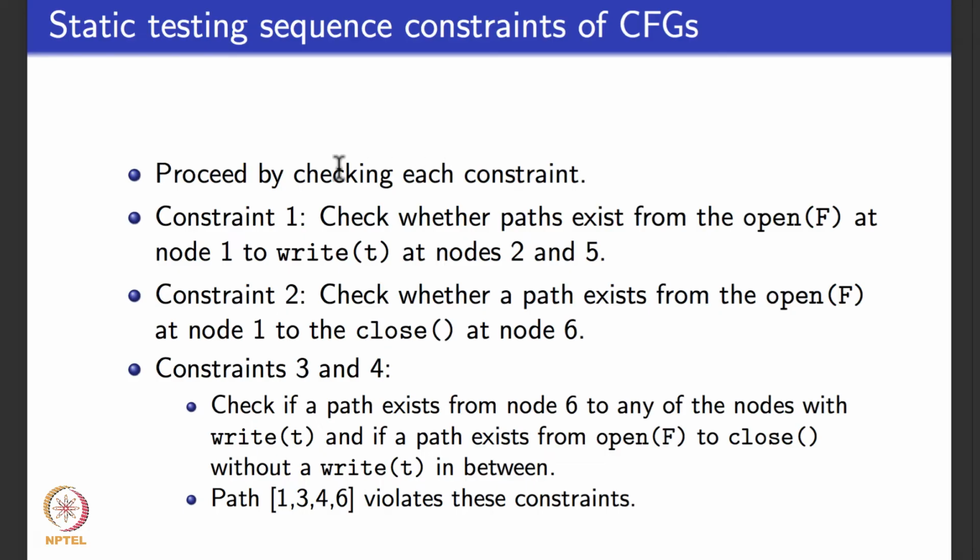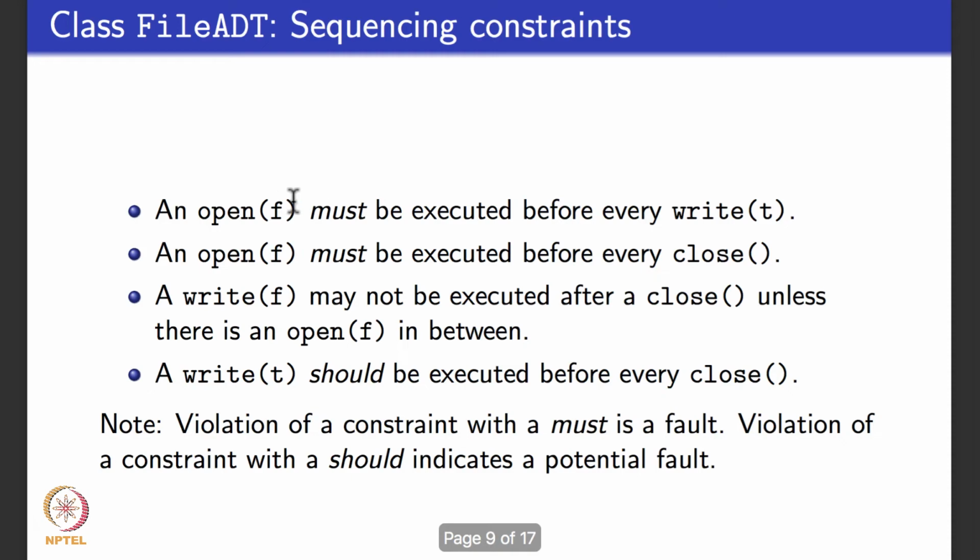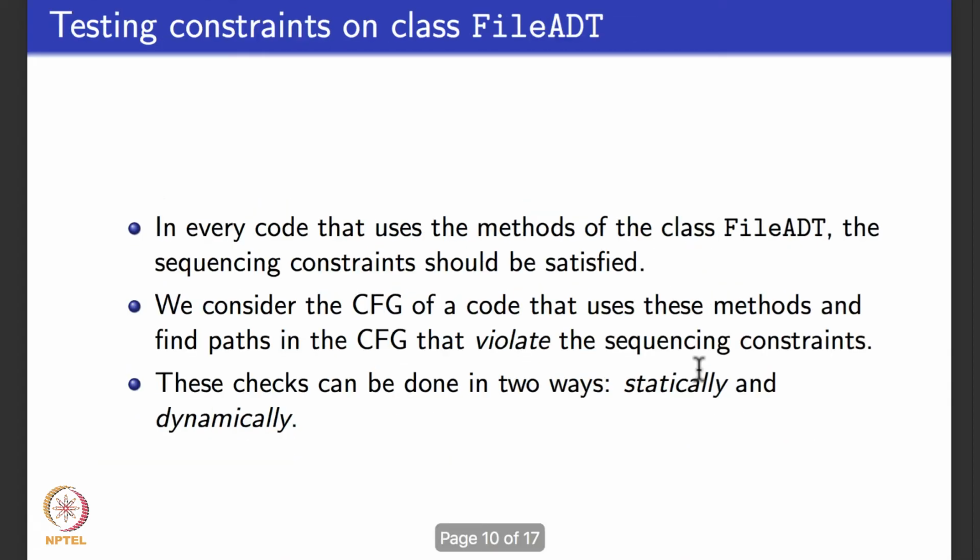It proceeds by checking one constraint after the other. Go back to the constraint slide. There were 4 constraints. The first says open must be executed before write. The second says open must be executed before close. The third says write cannot be executed after a close unless there is an open in between. The fourth says that write should be executed before every close.